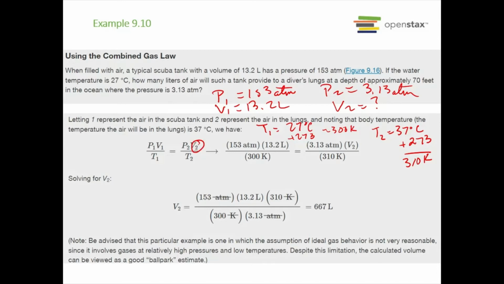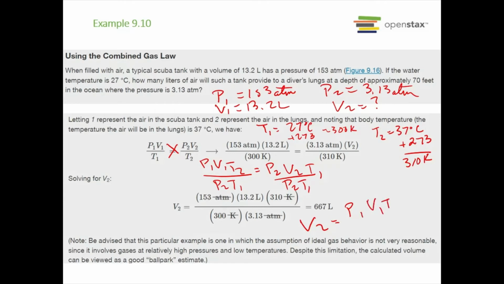So to solve for V2, a lot of my students like to cross multiply. So we just say, okay, now we have P1, V1, T2 is equal to P2, V2, T1. And we're looking for V2, so divide everything by P2, T1. So V2 equals P1, V1, T2 over P2, T1. Plug and chug, and you notice everything cancels except for liters, and you get 667 liters.